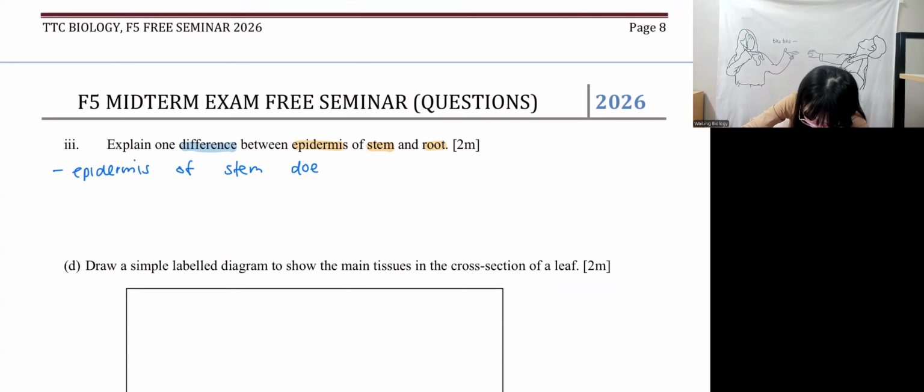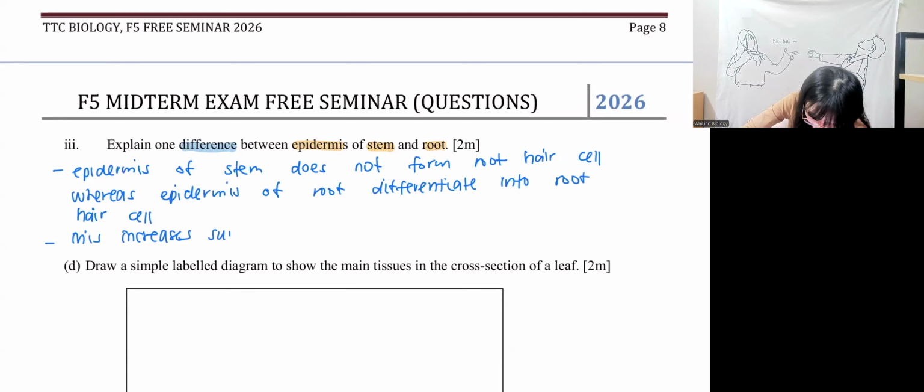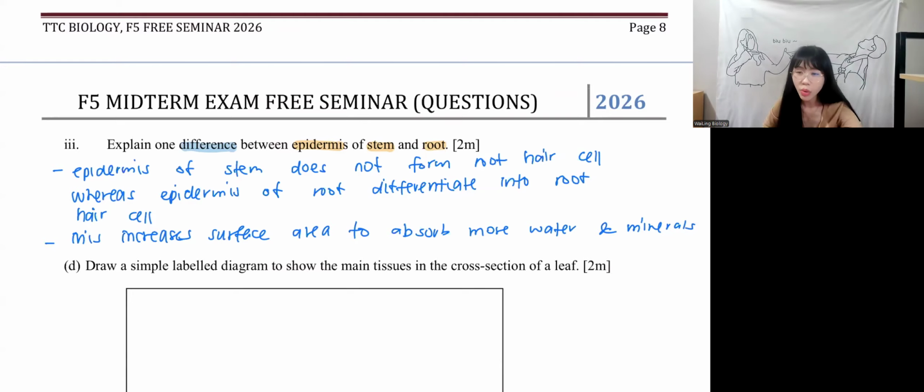This increases surface area to absorb more water and minerals. Can you write cuticle? Of course you can. So we have two answers. The other one is the cuticle one. The other one is the root hair cell.